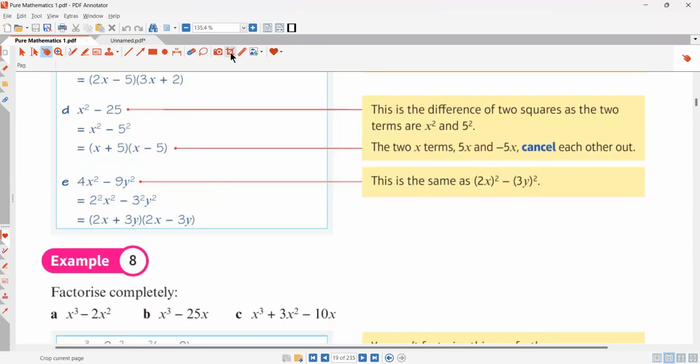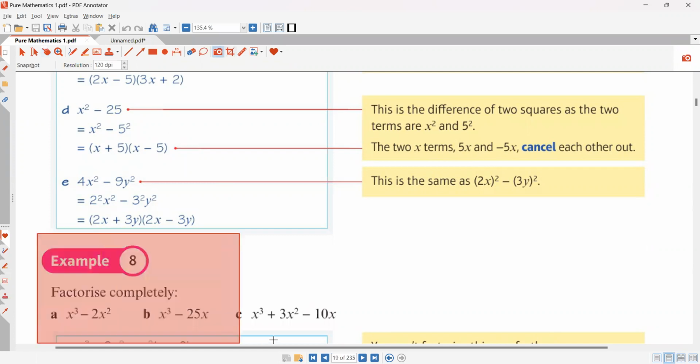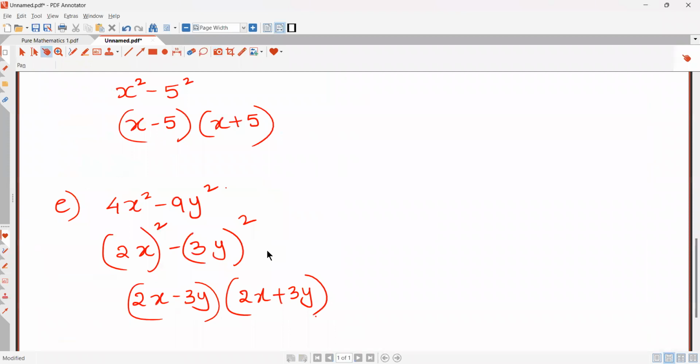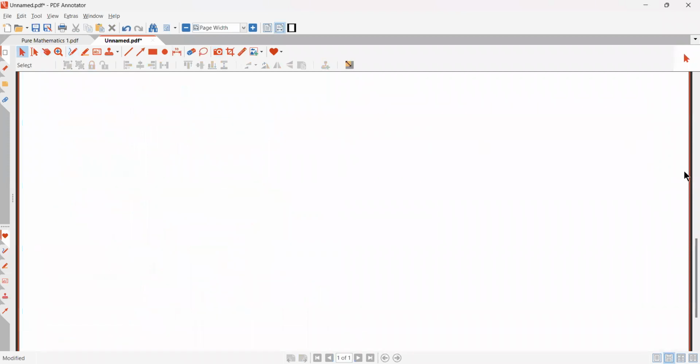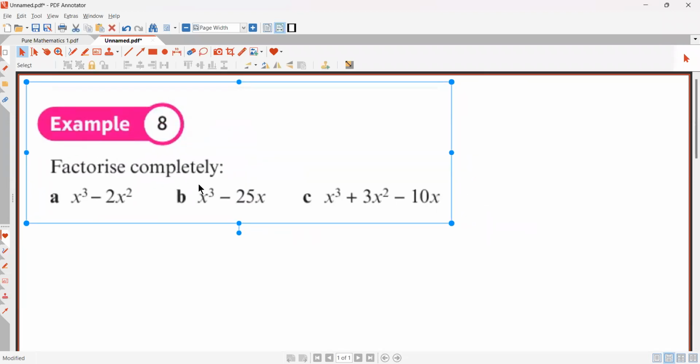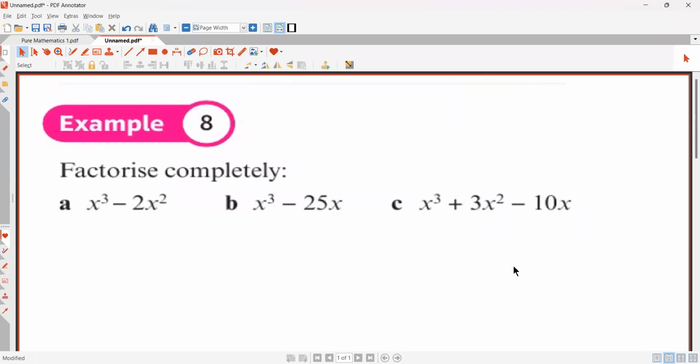Let's do example 8. Example 7 is over. Let's do example 8 now. Control A, delete. Let me go newly again. You guys start writing, by the way. You guys can start writing while I'm doing the sum, and at the same time, do listen to me.